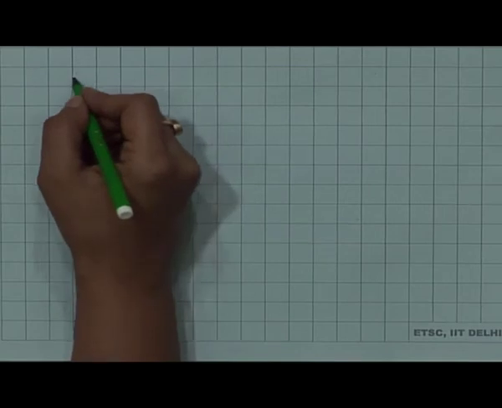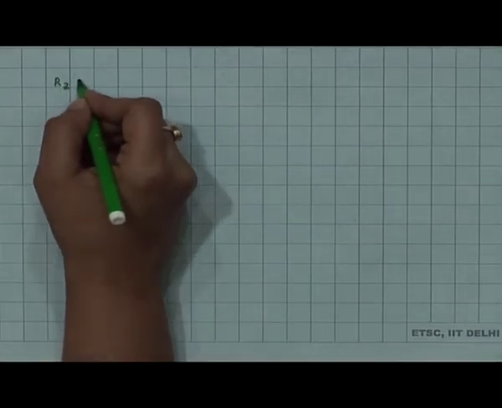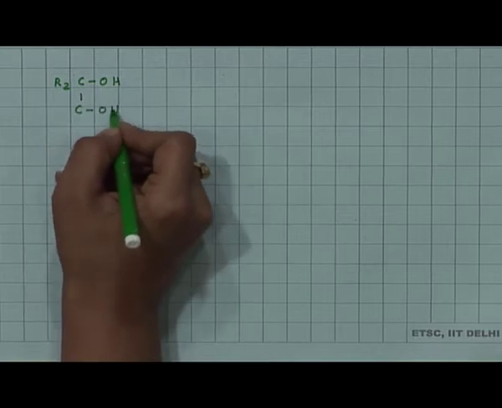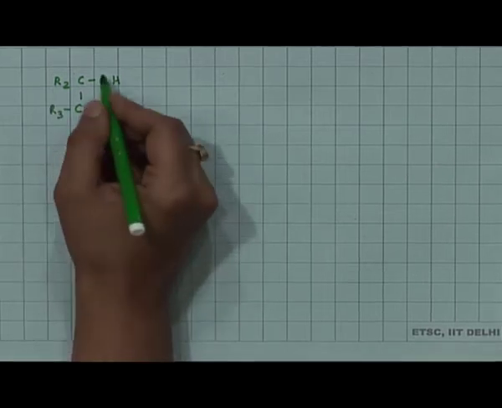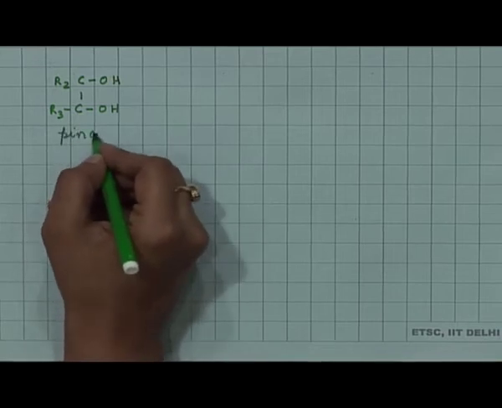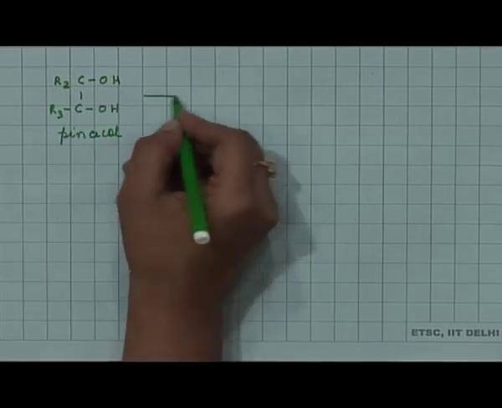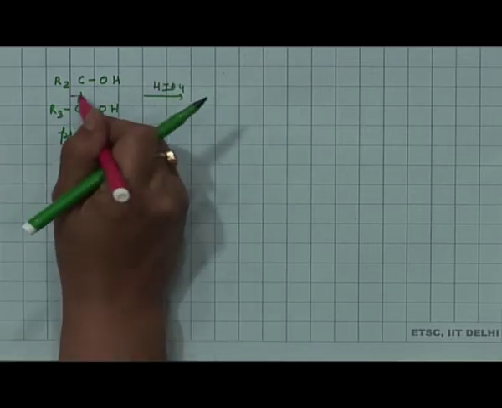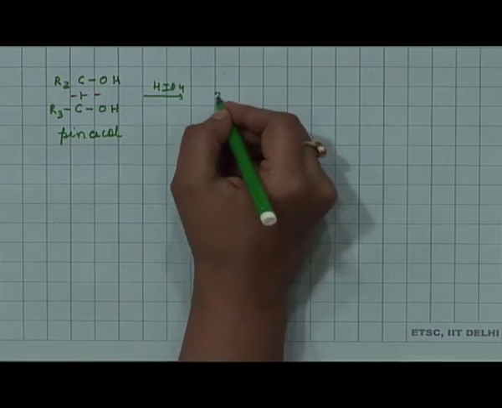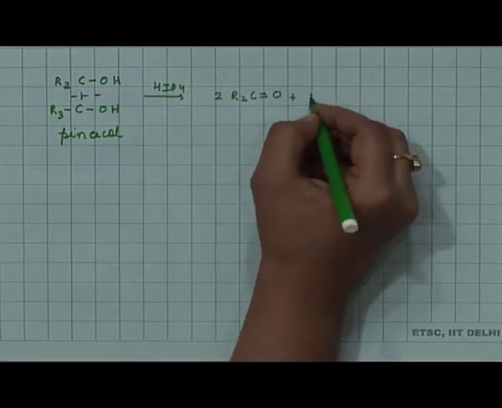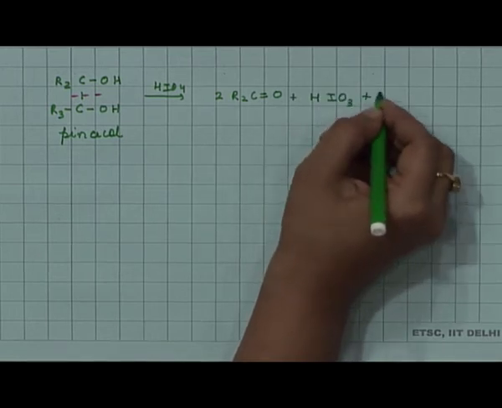If you start with both 3 degree alcohols, what you were introduced to last time, when you have a diol with both the carbons as tertiary, this is called a Pinacol, and when you treat a Pinacol with HIO4, you get 2 molecules of the ketone along with HIO3 and water.